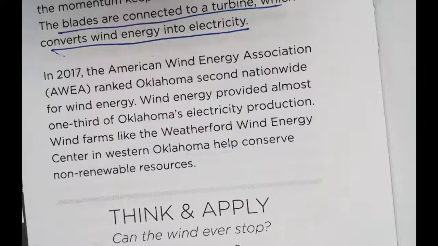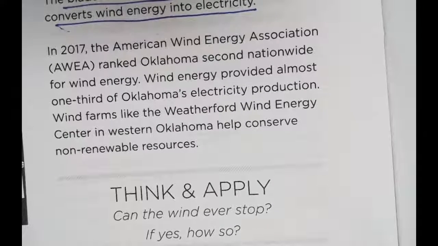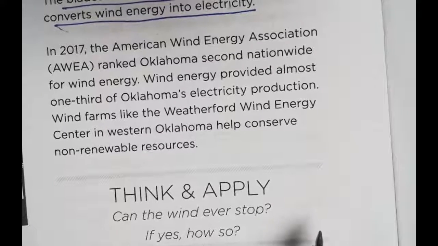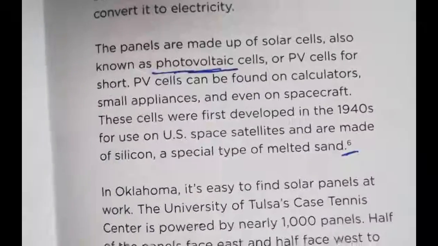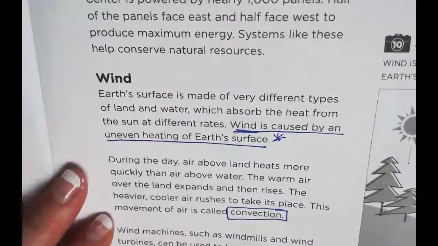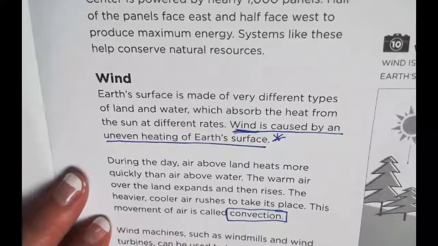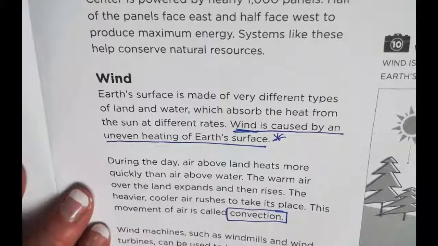Okay, can the wind ever stop? What do you think? Sometimes it stops for a little bit. Don't we have wind still? There's still some kind of currents, but a lot of times we don't feel it. But why, if it ever stops, why? Because what causes wind? The uneven earth. Okay, is it ever not uneven? What do you think? There may be itty bitty spots, right?